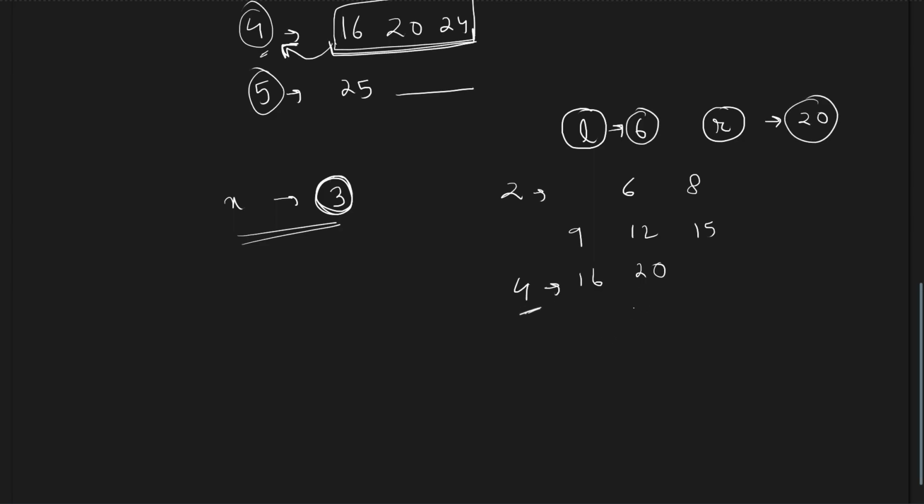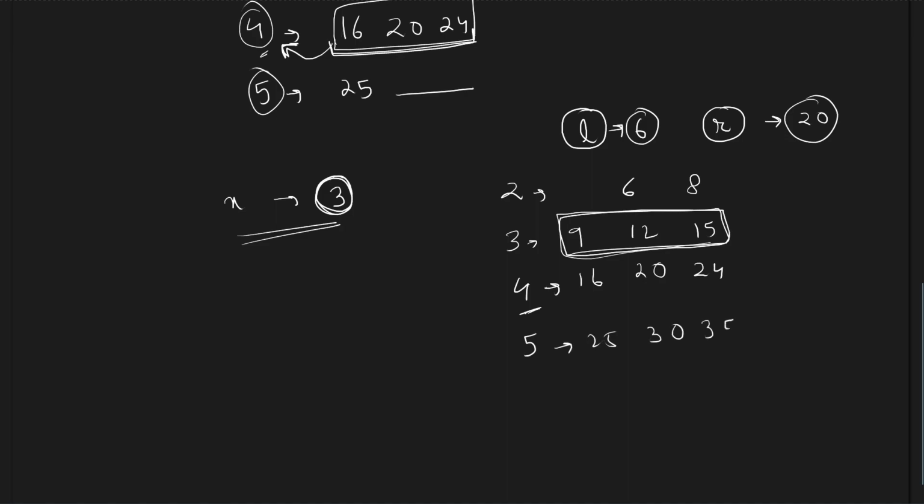So we observe that for every number between 2 and 4, that is 3, the list will always be complete. Or we can also say, if we just include one more list, so it can be 24 here. For 25, it will be 25, 30 and 35, right?